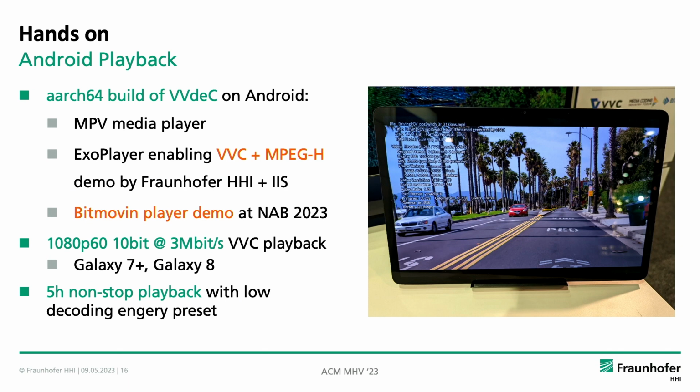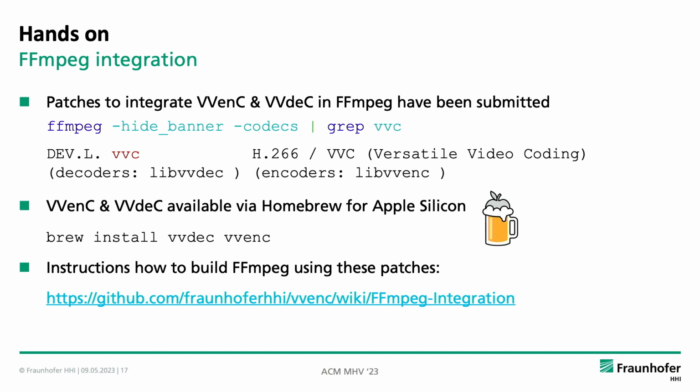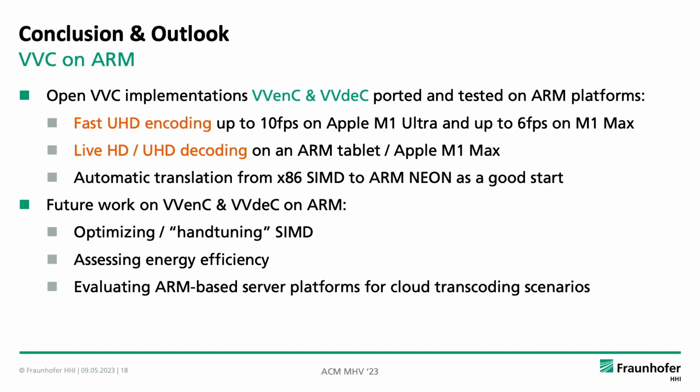This is some information on how it's run on a tablet. There's FFmpeg integration of both ongoing. They are available via Homebrew, so you can easily install them without needing to check them out and compile them. There's a link with instructions on how to build these patches, so you can easily build your own FFmpeg and use VVenC and VVdeC. So just to summarize, the OpenVVC implementations VVenC and VVdeC have been ported and tested on ARM platforms, which enables fast UHD encoding on an M1 Ultra and M1 Max, so on the MacBook Pro and the Mac Studio. You have live HD and UHD decoding on an ARM tablet and on the ARM-based laptop.